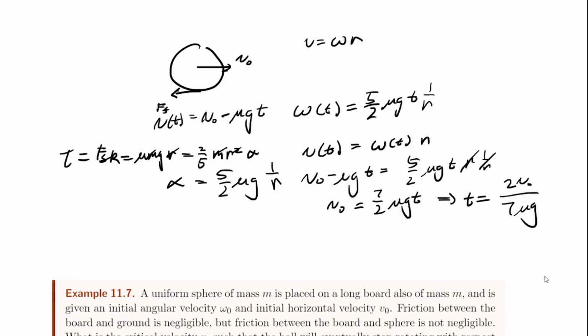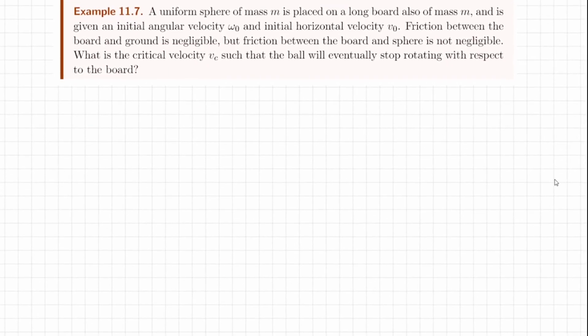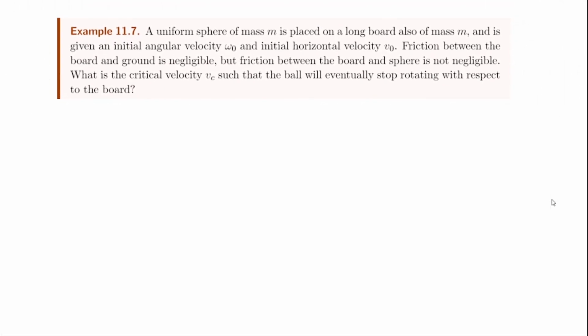Alright, let's move on to the last example. This is quite a similar start, I guess. A uniform sphere of mass m is placed on a long board also of mass m and is given an initial angular velocity omega naught and initial horizontal velocity v naught. Friction between the board and ground is negligible, but friction between the board and sphere is not negligible. What is the critical velocity v sub c such that the ball will eventually stop rotating with respect to the board?